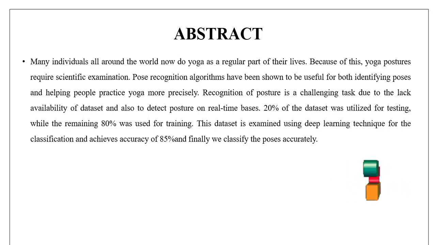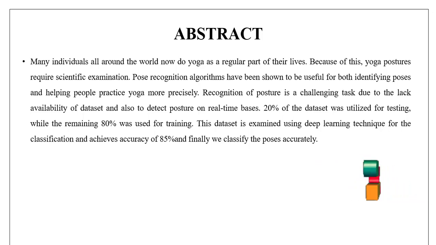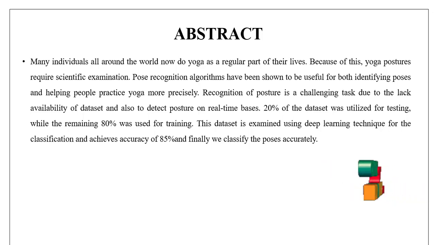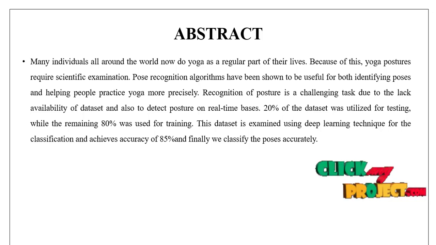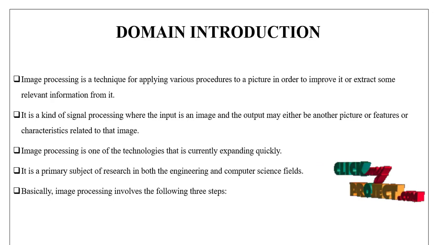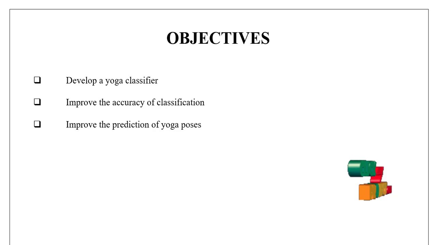Also, to detect postures on a real-time basis, 20% of the dataset was utilized for testing, while the remaining 80% for the training. This dataset is examined using the deep learning technique for the classification and achieves an accuracy of 85%, and then finally we classify the poses accurately. This is the objective: develop a yoga classifier, improve accuracy of classification, improve the prediction of yoga poses.